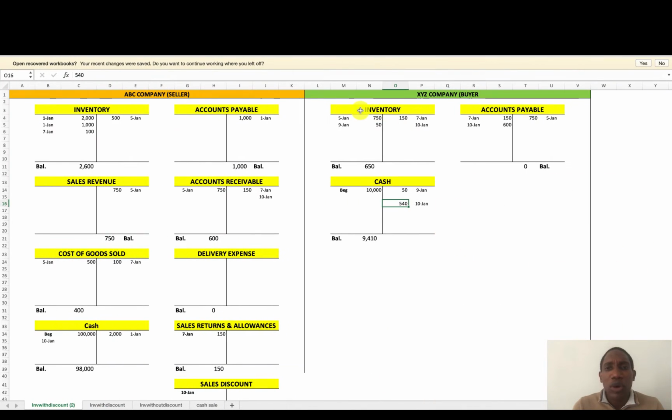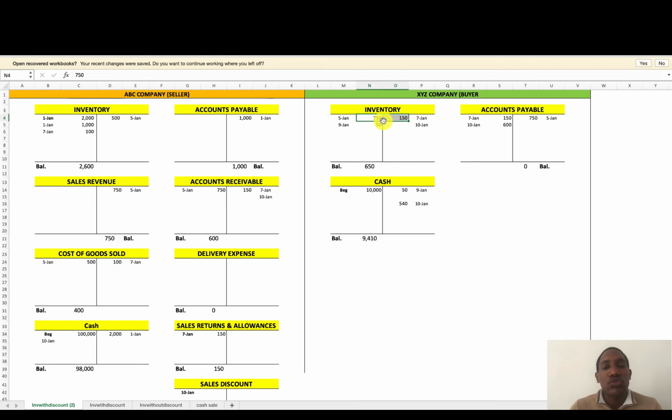Well, remember what inventory is, right? Inventory represents the cost that I incur to purchase a product. Well, $50 was the freight charges. Remember that on January 9th. So that's my cost. I initially paid $750, and then I returned $150. If I take $750 minus the $150, it's $600. Well, did I pay $600? No, I didn't.